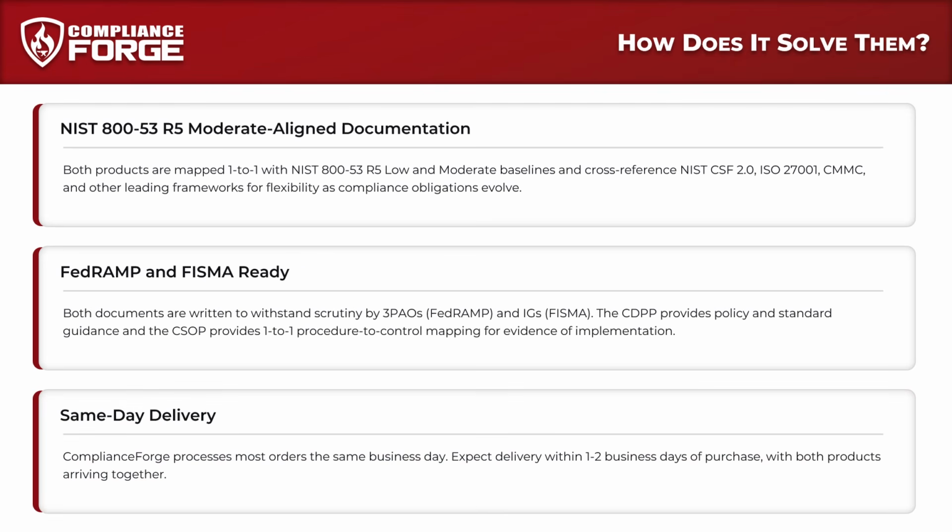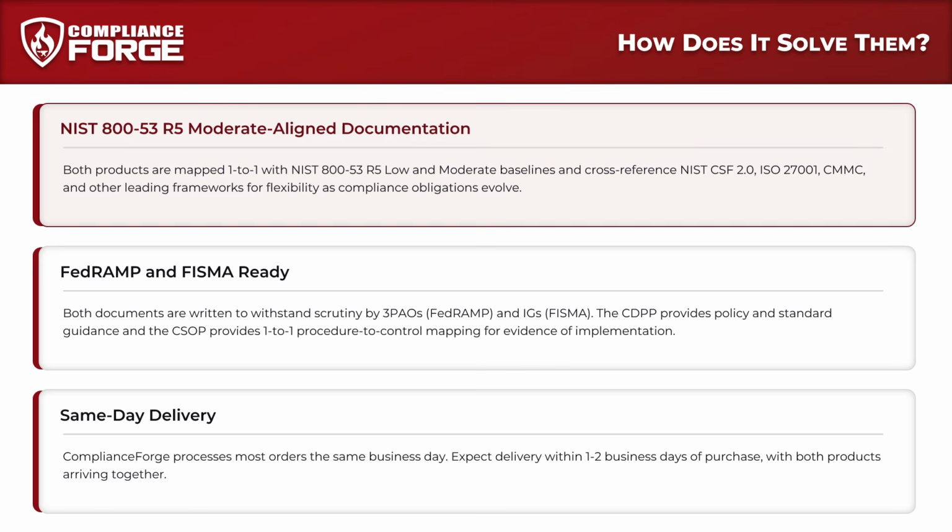The PSP Bundle 3 delivers a pre-assembled, coordinated set of 2 NIST 853 moderate-aligned products that together establish the policy, standards, and procedure foundation for a federal-grade cybersecurity program. The first is NIST 853 moderate-aligned documentation. Both products are mapped one-to-one with the low and moderate baselines and cross-reference NIST CSF 2.0, ISO 27001, CMMC, and other leading frameworks for flexibility as compliance obligations evolve.